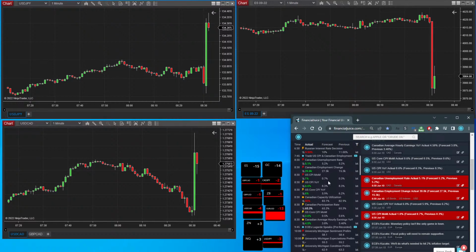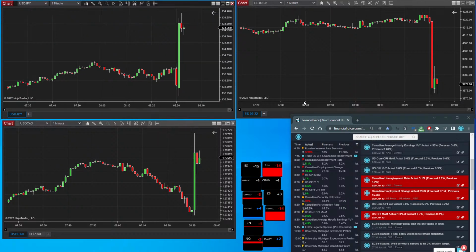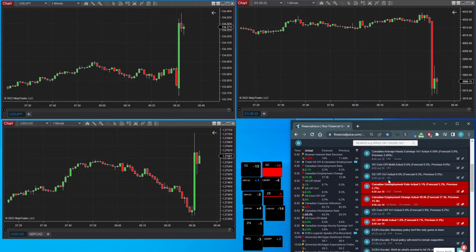Core CPI data, though, as I said, that's a key thing to bear in mind. So if we're looking at the actual figure compared to the prior figure, it did tick down by 0.2%, but still higher than the expected forecast of 5.9%. Let's get some market reactions. Also, I want to have a look at gold too. Yes, gold indeed. Let's see what you're doing.